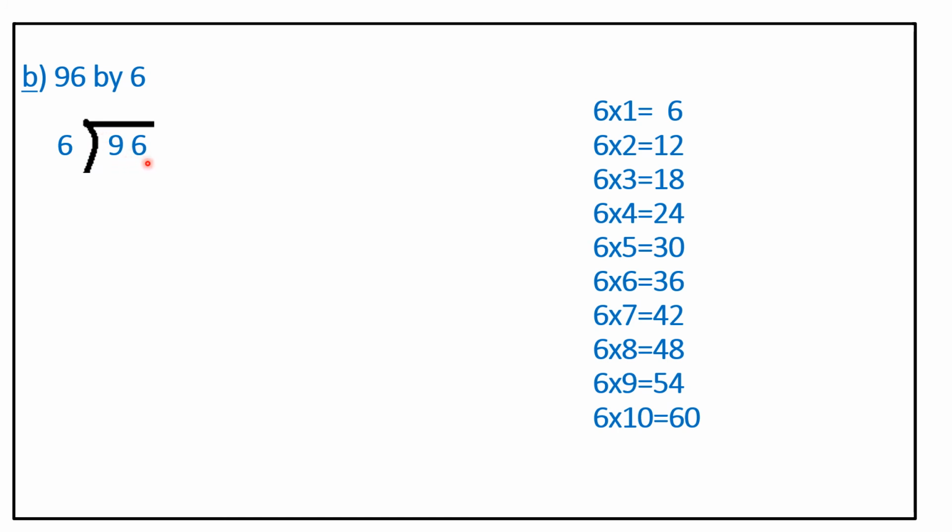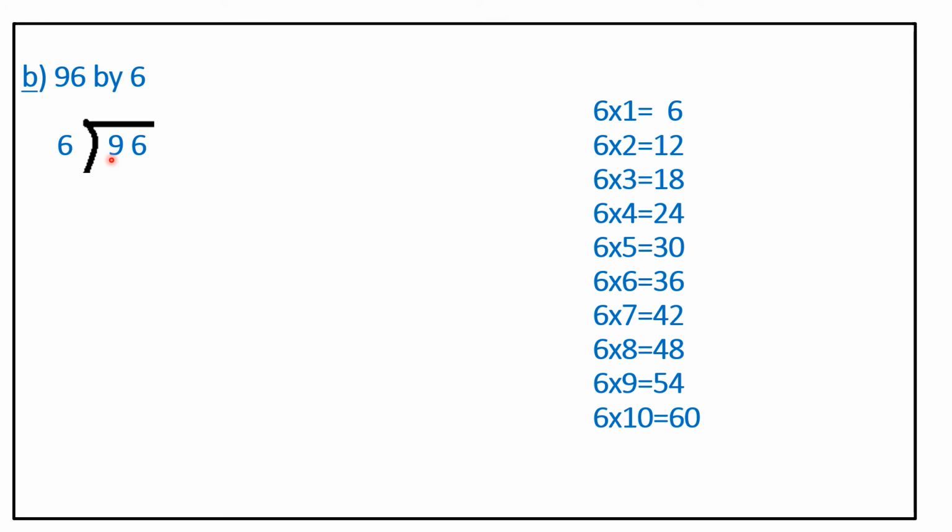Now children, again you start, read the table of 6. You have to get this 9. And if you don't get 9 in the table of 6, you have to get the nearest number to 9, which will be just lesser than 9 and the nearest number.